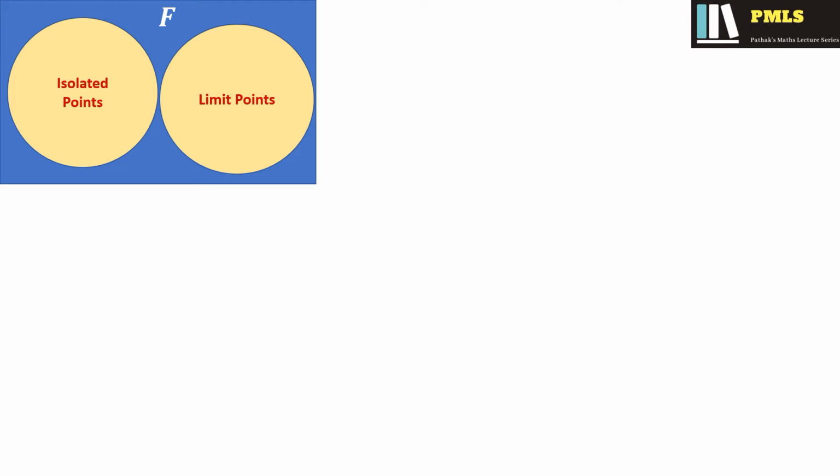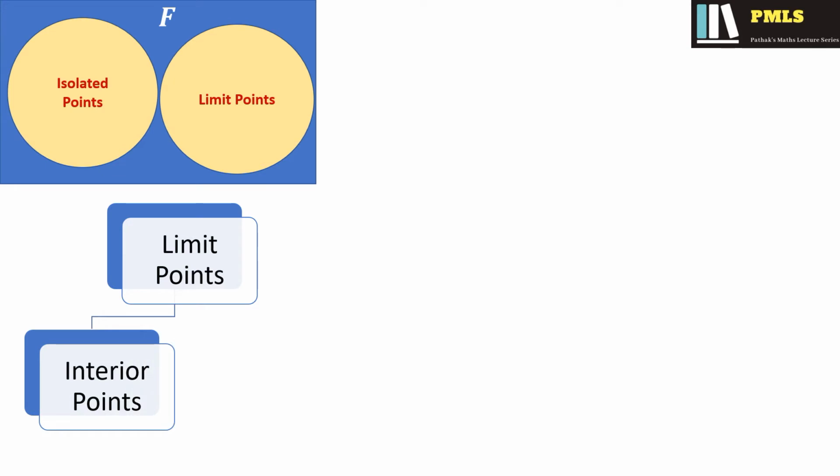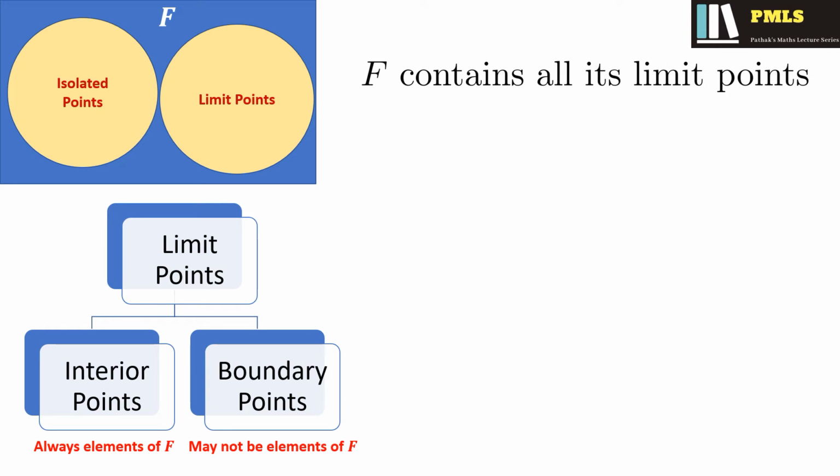Now we see the situation of limit points. These points may be interior points of the set or boundary points of that set. But we know that interior points are always elements of the set, whereas the boundary points may not be elements of the set. So when we say that the set F contains all its limit points, it has the same meaning as saying that all boundary points lie in the set. That is, the boundary of F is a subset of F.